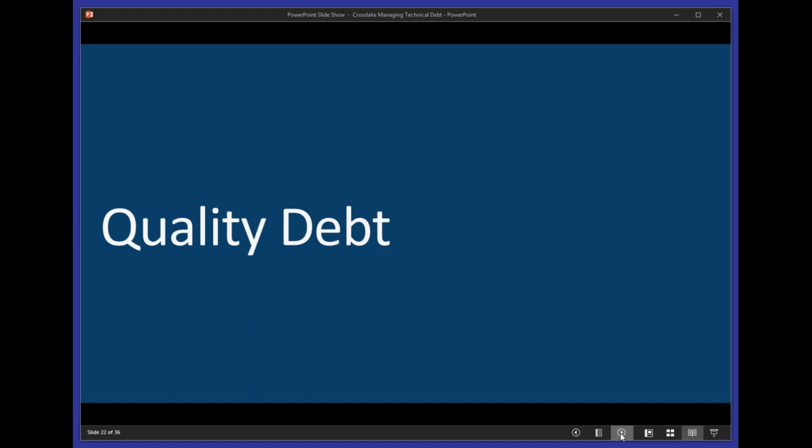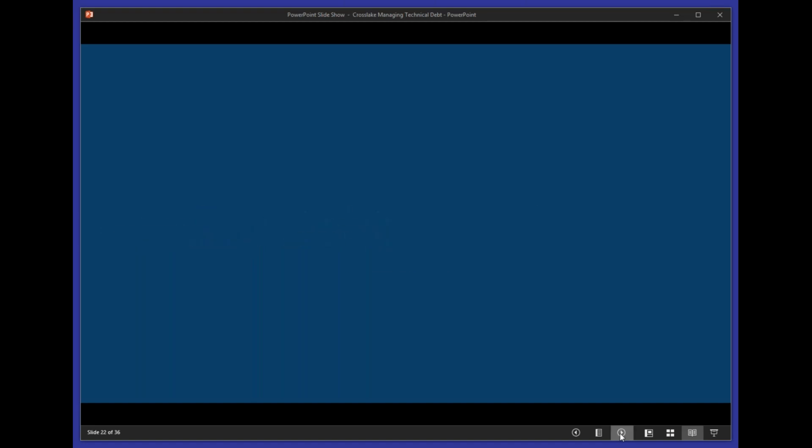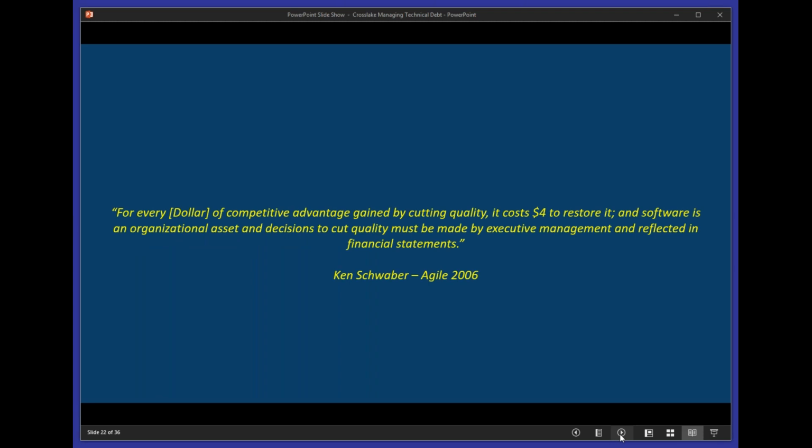Quality debt is again, I mentioned this in the first few slides, really just to reiterate what Ken Schwaber said from the Agile 2006 conference. For every dollar of competitive advantage gained by cutting quality, so this is considering security, reliability, maintainability, usability, testability, all the non-functional requirements, it costs $4 to restore it. And software is an organizational asset, and decisions to cut quality must be made by executive management and reflected in financial statements, which again is often overlooked.